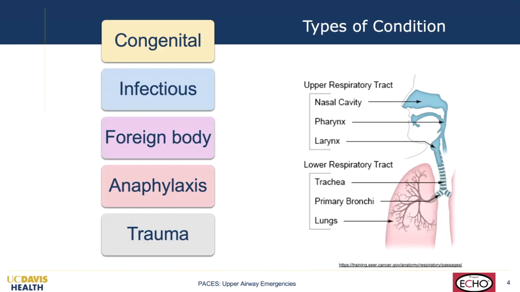We're going to talk through infectious and foreign bodies. We'll talk a tiny bit at the end about congenital causes. And then we can see where our discussion takes us. We're happy to talk more about anaphylaxis and trauma, but won't cover that in this part of the presentation.